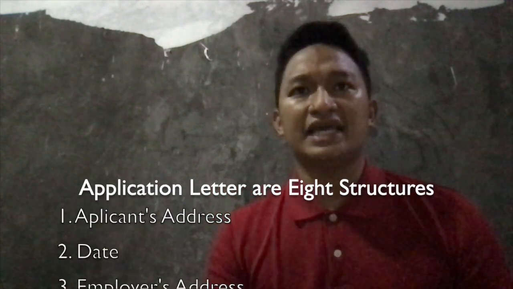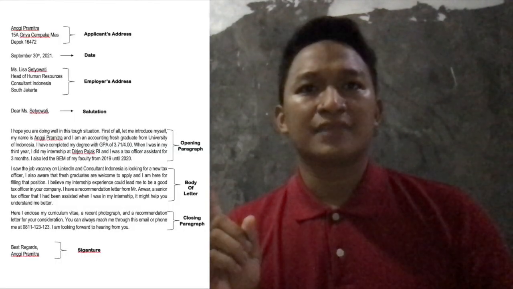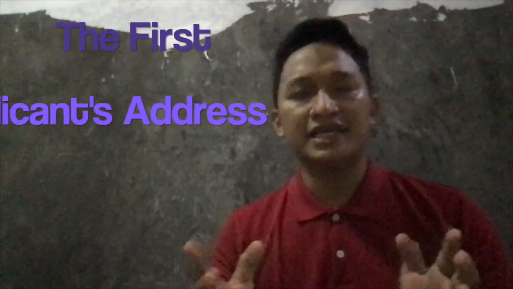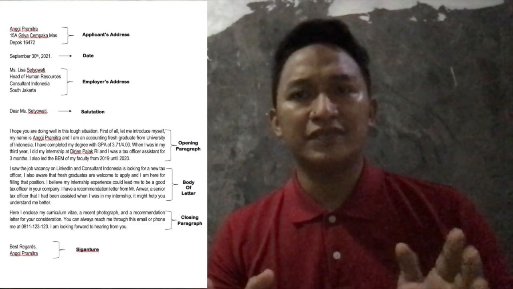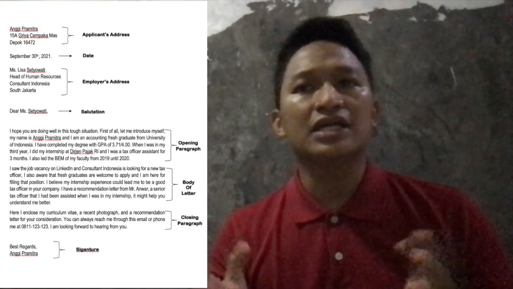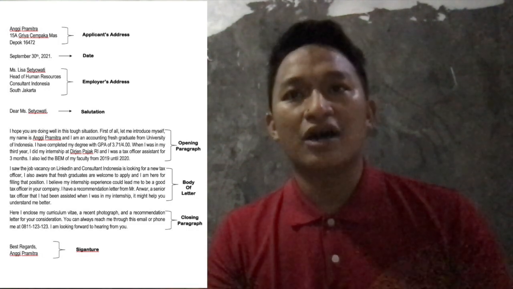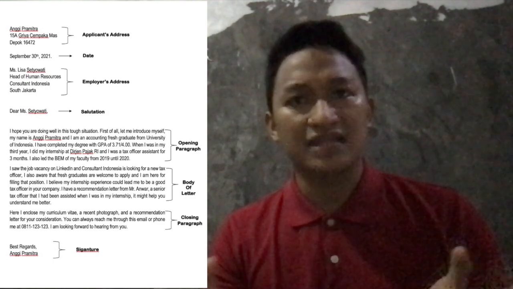Alright, let's get into the topic. An application letter has several structures. You can see an example beside. The first one is the applicant's address. As an applicant, we have to input our address so the recruiter or the employer knows where we live or where to send the acceptance letter.